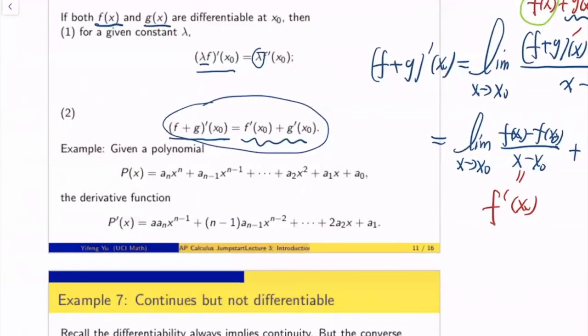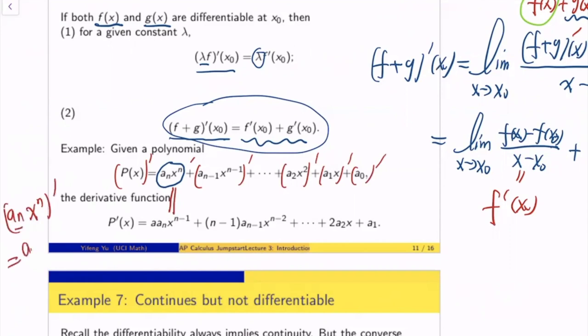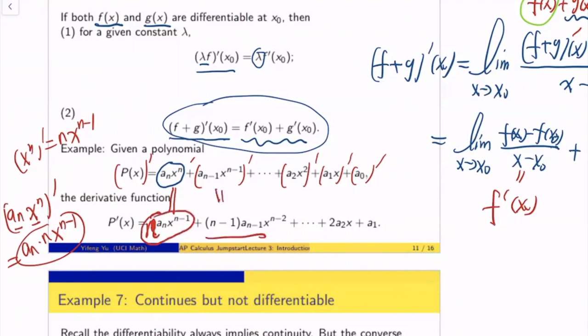If I have a polynomial and take the derivative, it equals the sum of each term's derivative. If you take the derivative of a_n x^n, a_n is constant, and the derivative of x^n is n times x to the n minus one. So each term is n times a_n times x to the n minus one. So each one will be like this.